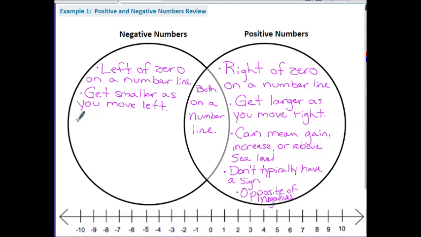Thinking about real world meanings of negative numbers, they can mean a loss. They can indicate a drop. Instead of an increase, the negatives would indicate a decrease. And going along with our real world example, it would indicate below sea level. Now all of these examples have a sign on them, so they always will have a negative sign.